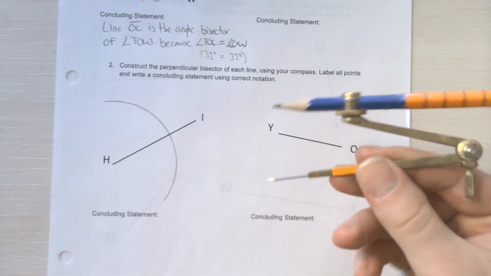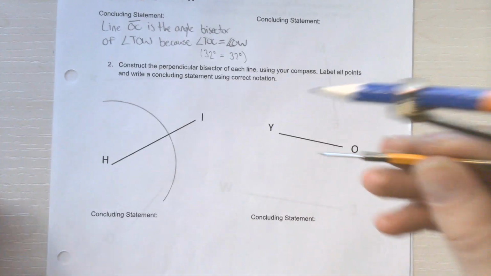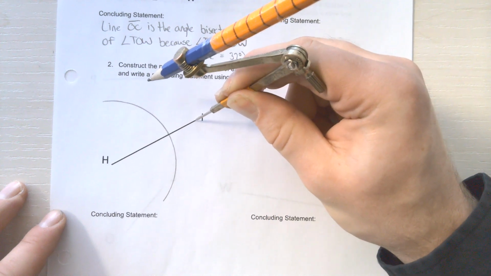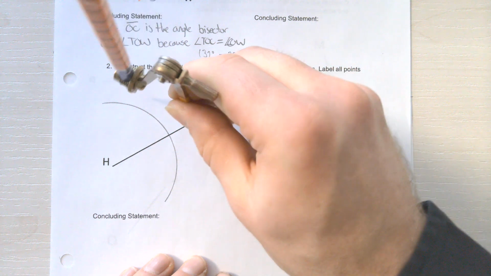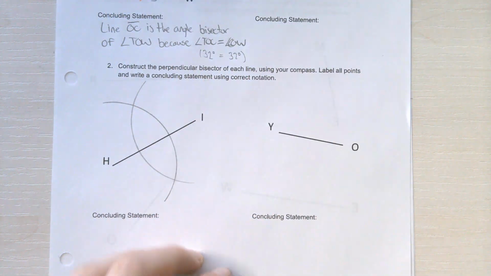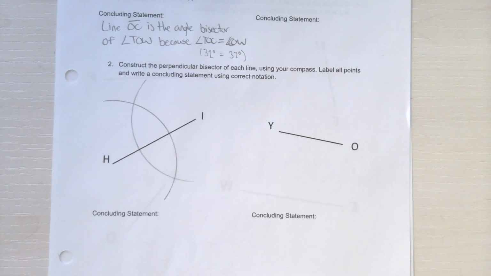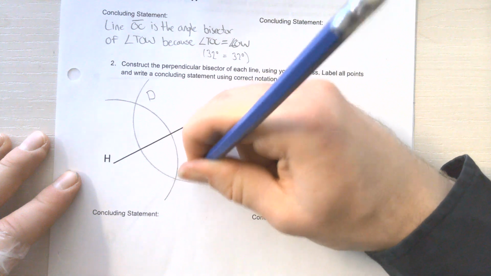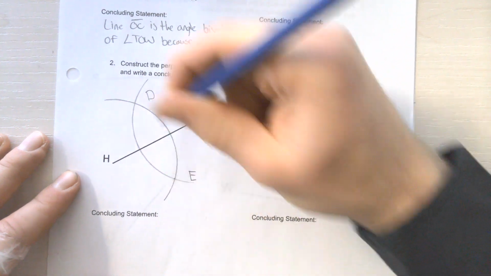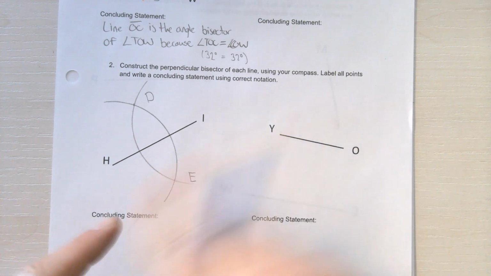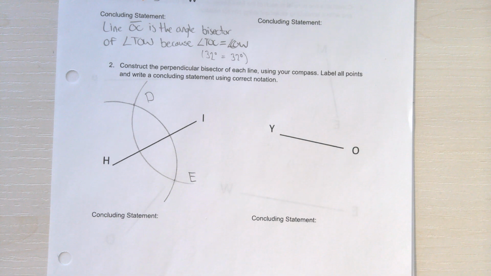Next, we're going to take our compass, and without changing the size of it, we're going to move the point over to the other end of the line, in this case, point I. And then we're going to sweep out a second arc above and below the line. This should create two intersection points. We'll call these intersection points D and E, above and below the line. And those intersection points should be equal distances above and below, and left and right on the line.